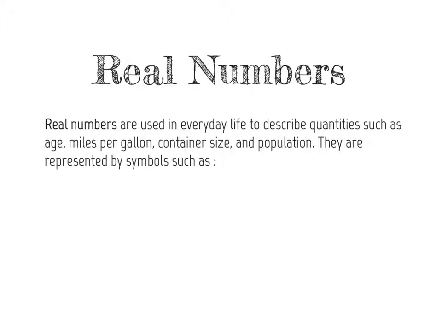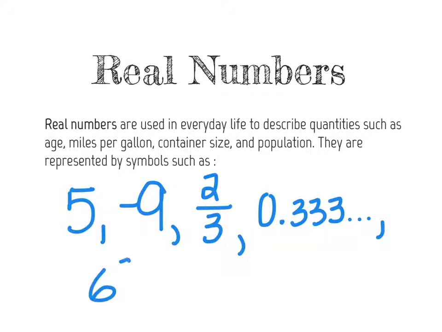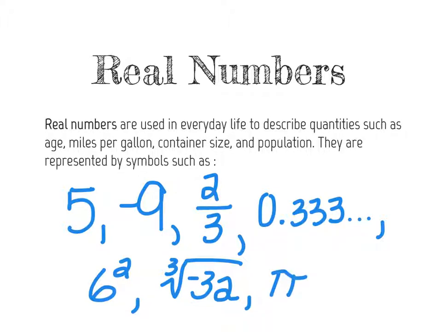So, some examples of real numbers include the number 5, -9, 2/3, 0.333 repeating, 6 squared is a real number. The cubed root of -32, and also numbers such as pi. So all of these are real numbers.